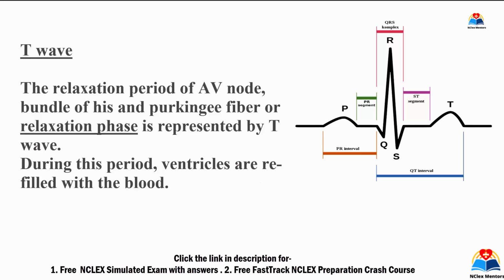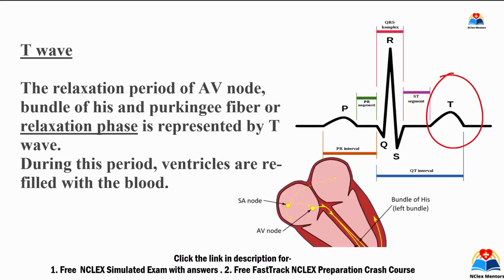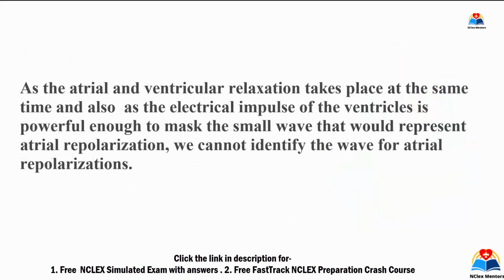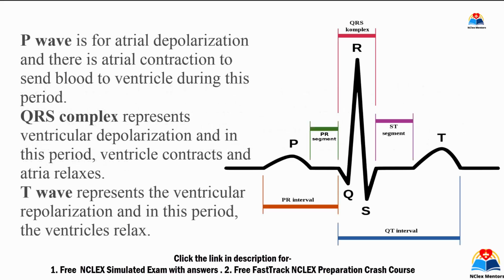T wave. All right. So far, the atria have contracted, the ventricles have contracted, and now is the period of relaxation. This relaxation period of the AV node, bundle of His and Purkinje fibers is represented by the T wave, and during this period, the ventricles are refilled with blood. As atrial and ventricular relaxation takes place at the same time, and as the electrical impulse of the ventricles is powerful enough to mask the small wave that would represent atrial repolarization, we cannot identify the wave for atrial repolarization.